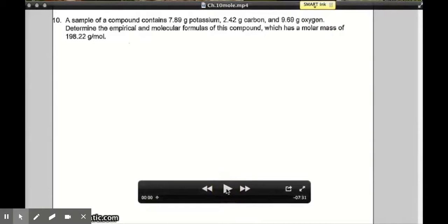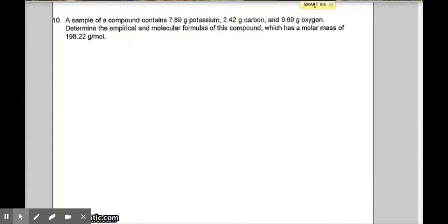Okay, so this is problem 10 in your study guide. This is chapter 10, talking about the mole. This problem says a sample of a compound contains 7.89 grams of potassium, 2.42 grams of carbon, and 9.69 grams of oxygen. And we need to determine the empirical formula and the molecular formula of the compound.